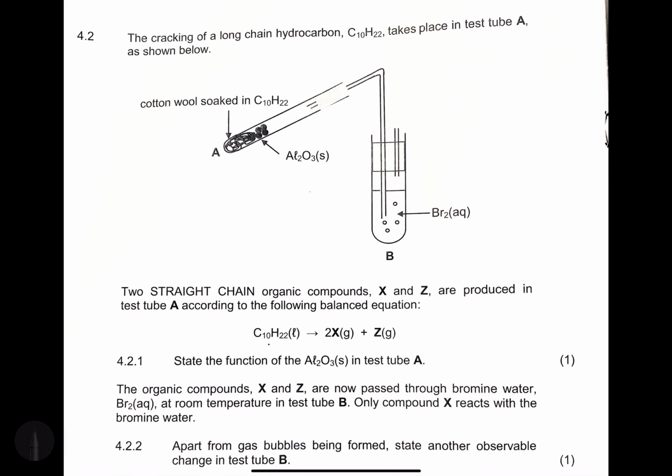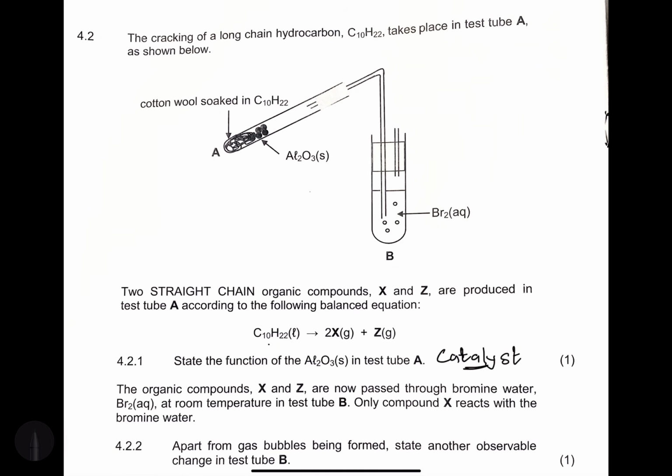Now they say to state the function of aluminium oxide in test tube A. I am going to make an assumption, honestly speaking. I haven't seen this question before, but I'm going to assume that it acts as a catalyst. So it means that it speeds up the rate of that reaction. So it must mean this is catalytic cracking. Remember, there are two types of cracking reactions: thermal cracking, where we use heat, and catalytic cracking. So I'm assuming it's the latter.